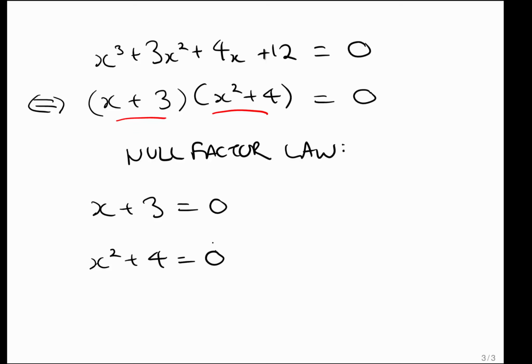For the linear factor x plus 3 equals 0, x is therefore negative 3. So that's one solution to our equation. For the quadratic factor x squared plus 4 equals 0, this gives x is equal to plus minus the square root of negative 4, which isn't actually a real number because you can't square root a negative number. Thus, this second equation gives us no real solutions.